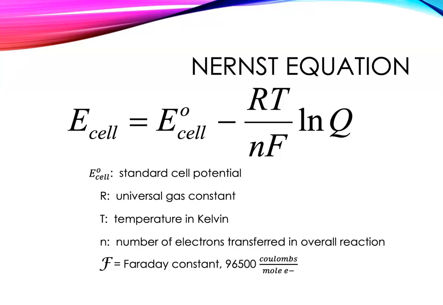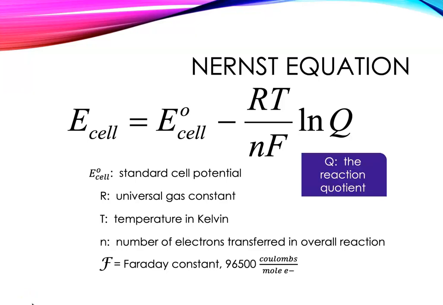It's usually written with a fancy cursive F just to make it look cute, I guess. And that's equal to 96,500 coulombs per mole of electrons. It's a very important constant. And then, of course, we have Q, our reaction quotient. This whole equation is the Nernst equation.